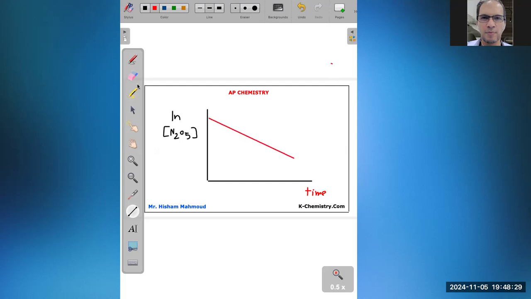Once I see that it's a straight line, I will know that this is a first order reaction. So by just making the plot of the ln of N2O5 versus time, and seeing that it is a straight line, I will know that it is a first order reaction.